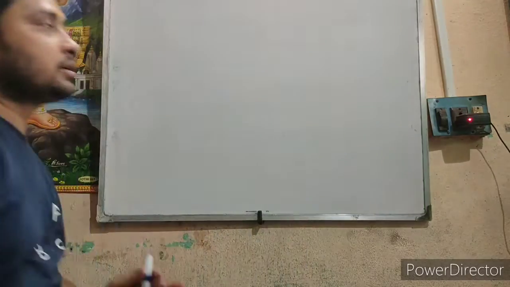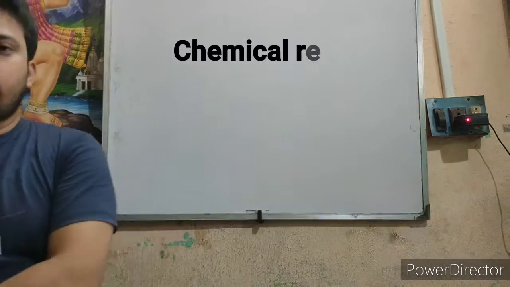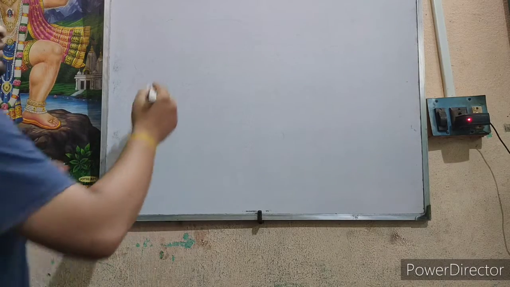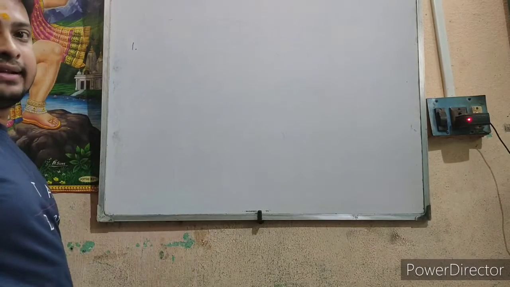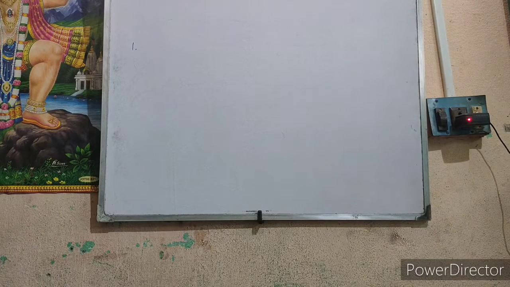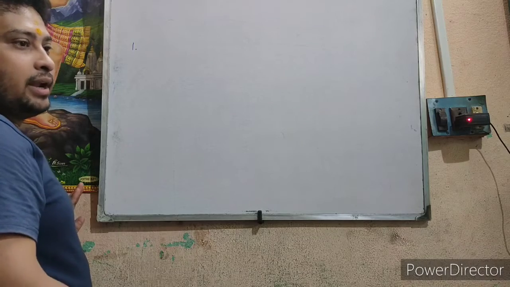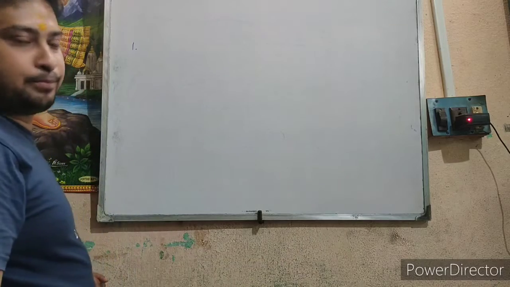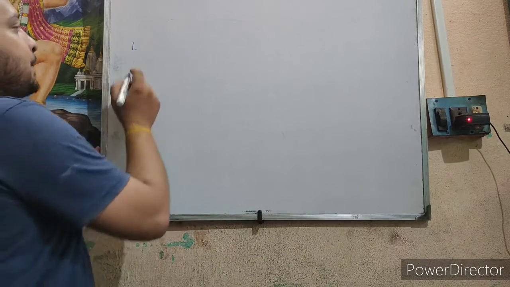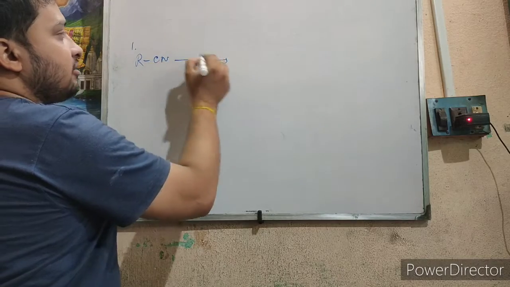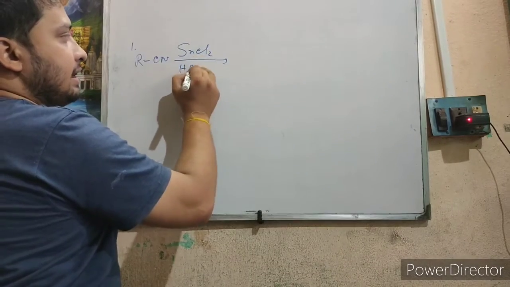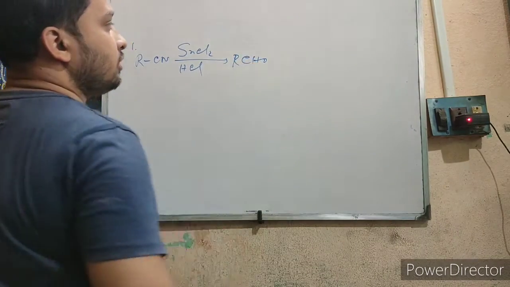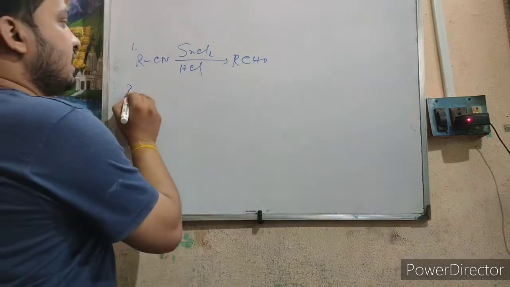Now come to the point. The point is chemical reactions, important chemical reactions. So now take the first chemical reaction, that is the Stephen method. When RCN reacts with SnCl2 and HCl, it gives you aldehyde, RCHO. This is called the Stephen reaction. This is very important.